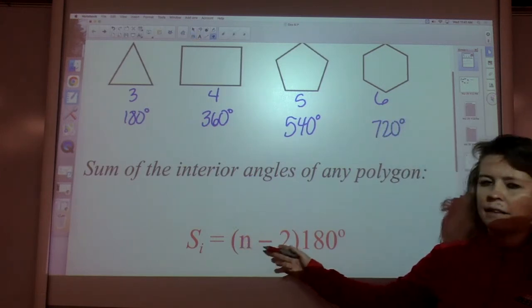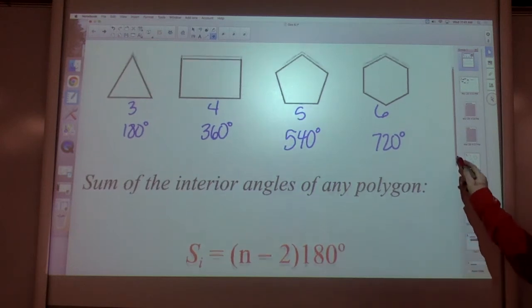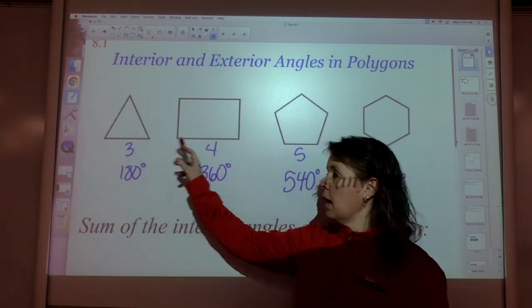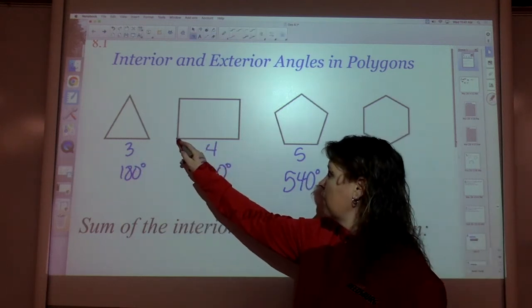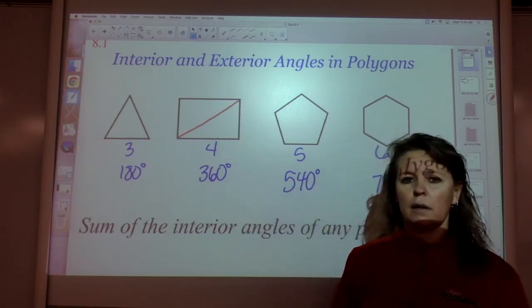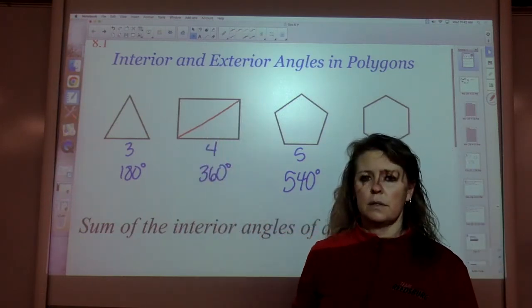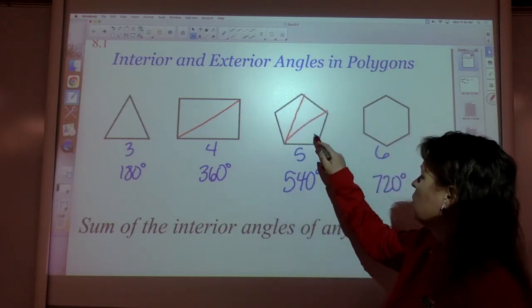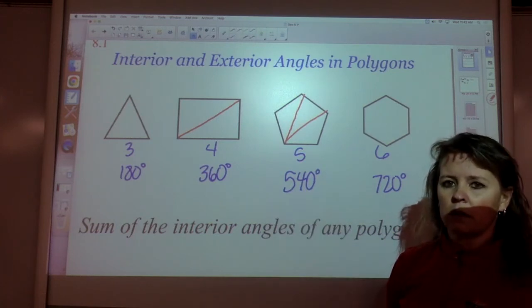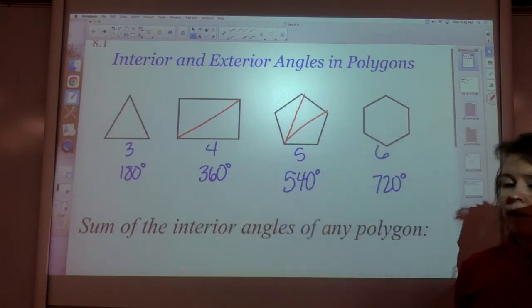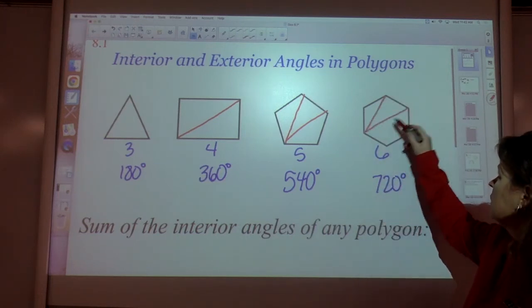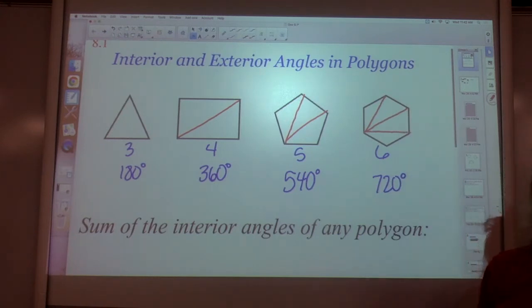Okay, how did they get this formula? How did they figure this out? We based everything off of a triangle. If a triangle has 180 degrees in it, a quadrilateral is made up of 2 triangles. 180 plus 180 is 360. A pentagon, no matter where you draw the vertex from, is made up of 1, 2, 3 different triangles. 3 times 180 is 540. A hexagon is made up of 4 different triangles. 4 times 180 is 720.